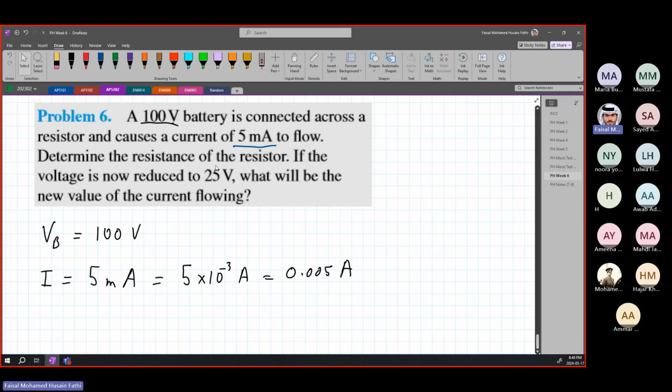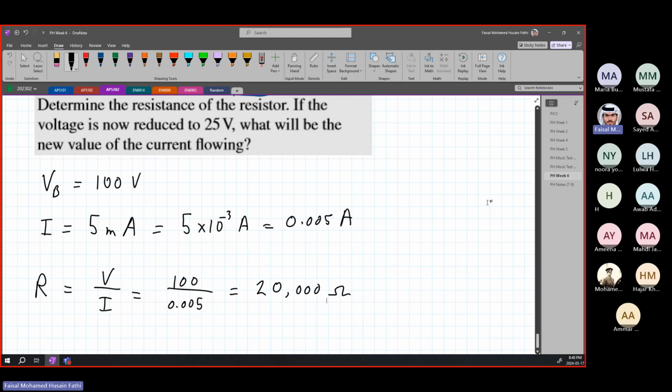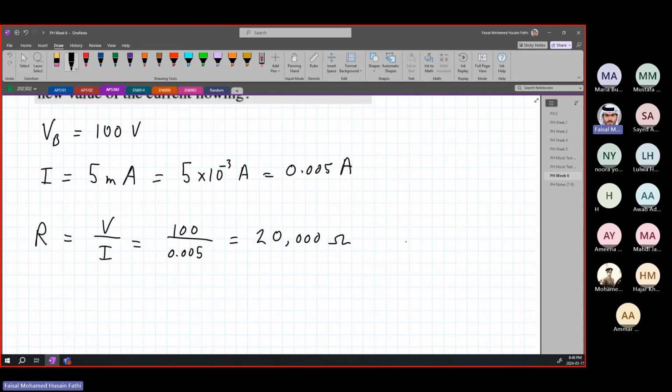First, it says determine the resistance of the resistor. Easy. Using the triangle, R is equal to V divided by I, which is 100 divided by 0.005, which simply is 20,000 ohms. Or you can write this also as 20 kilo ohms. Just the same way of conversion: we have 20,000, so we divide by 1,000 to get kilo ohms. Same idea for conversion that I did earlier.